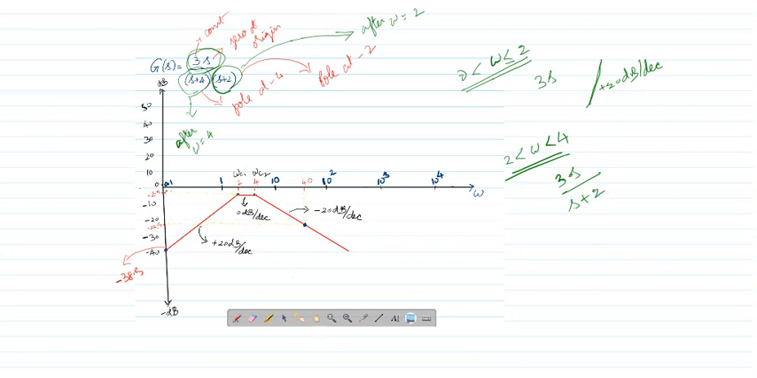Okay, and we know what is the slope of s? It is plus 20 dB. What is the slope of s plus 2? It is minus 20 dB per decade after the corner frequency. What is the result? Plus 20 minus 20. The result is 0 dB per decade. Okay, that's what we are seeing here.